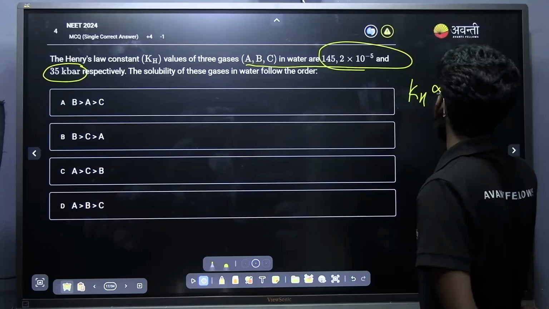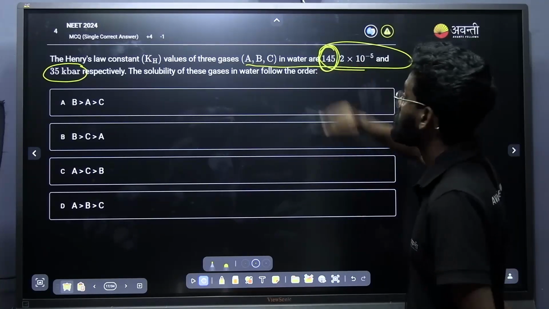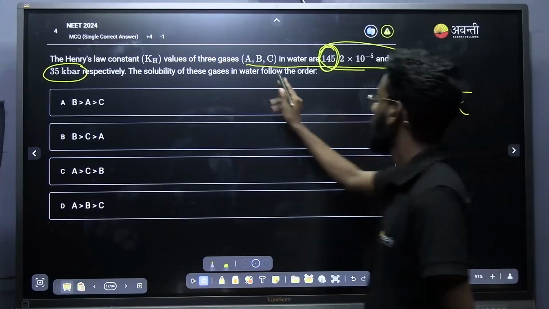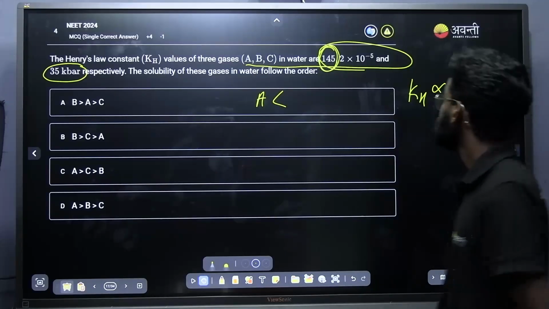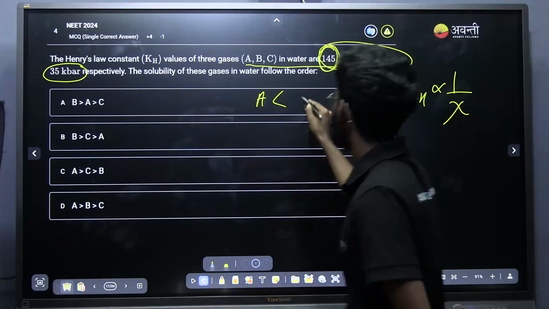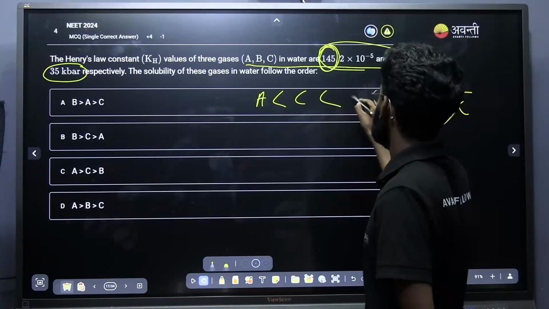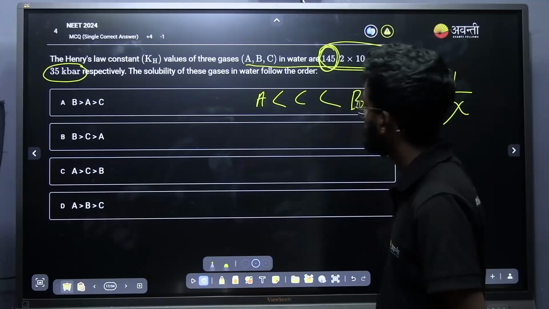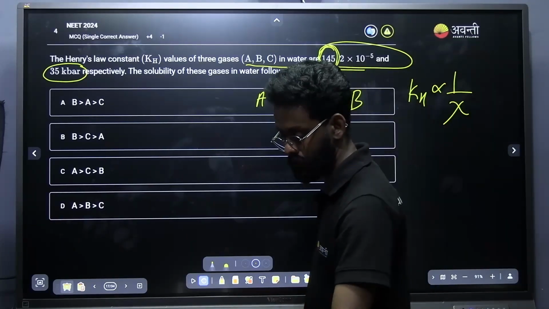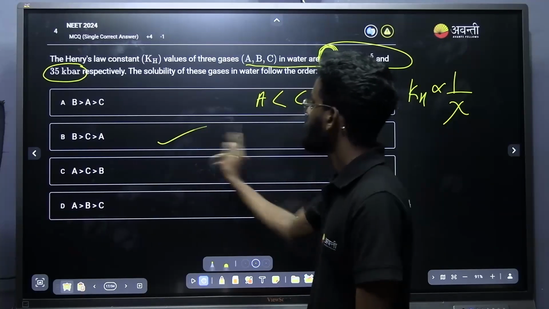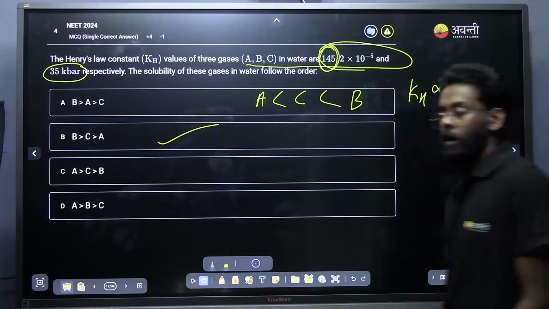KH is inversely proportional to the solubility. So among these, where is the high KH? A is having high KH, so A will be having lesser solubility. Then comes the higher one, which is C, then the higher one is B. So A, C, B is the answer. What is the option? Option B is the correct one. Got it, everyone? Very easy question. Moving to the next question.